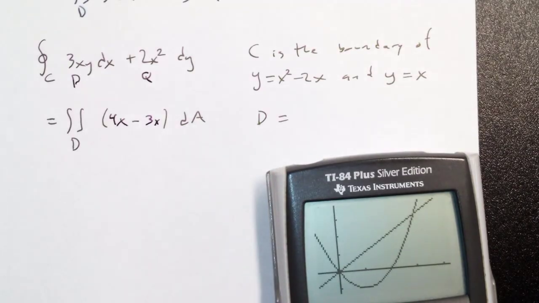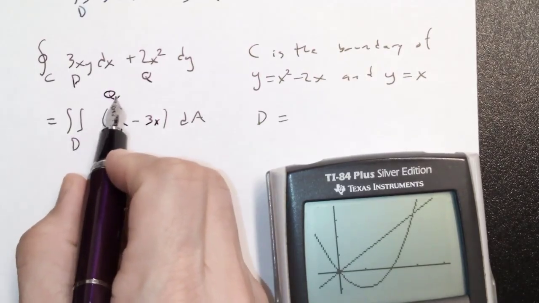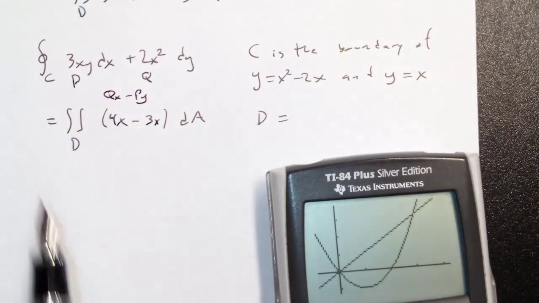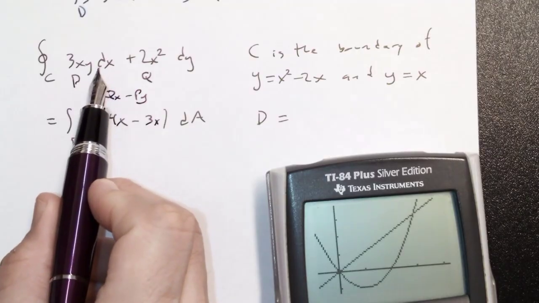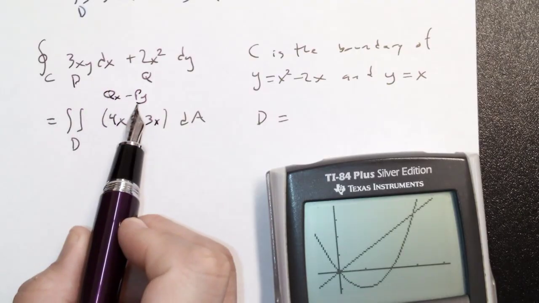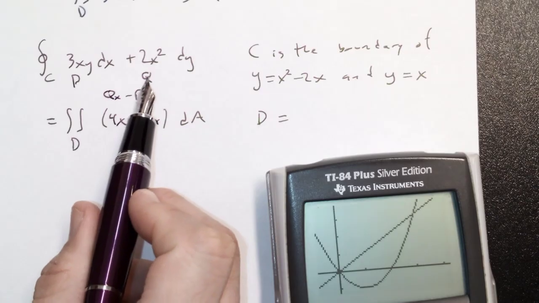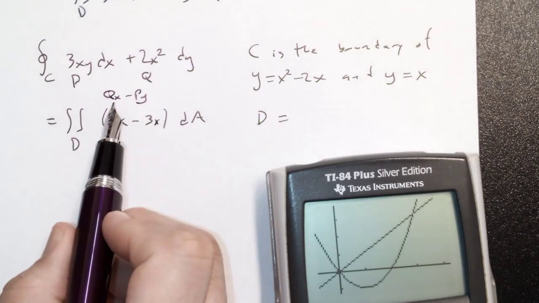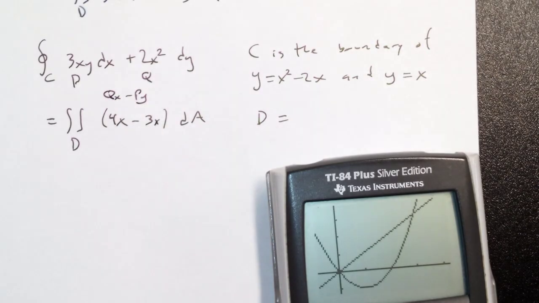Yes, it's always qx minus py. P goes with the x part, so I'm going to take its other derivative. Q goes with the y part, so I'm going to take its other derivative. And it's the x derivative before the y derivative. So qx, then py. We'll have another way of remembering it come Monday.